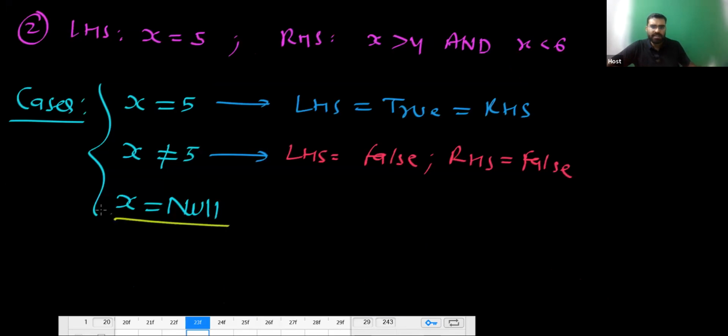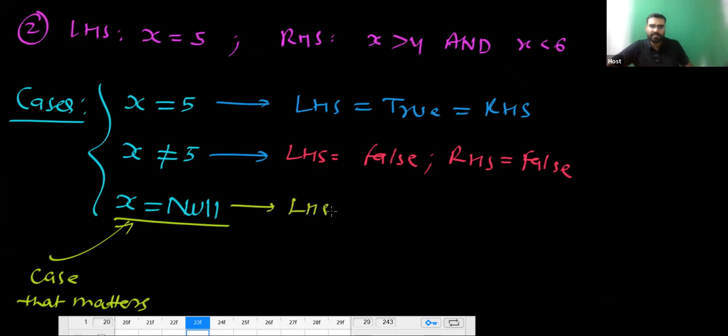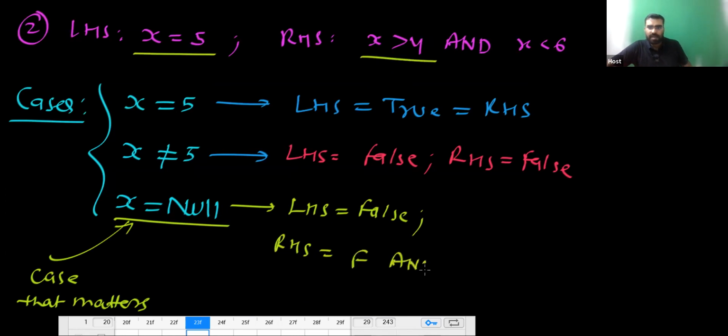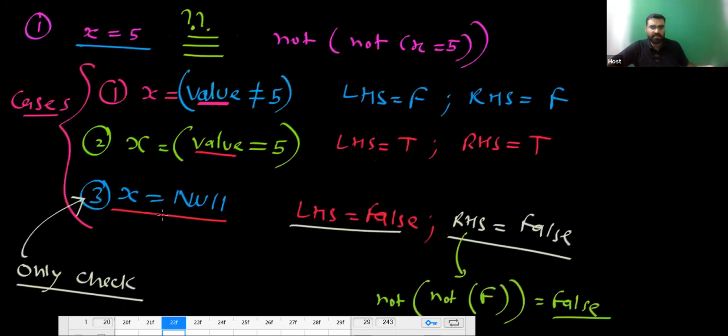Now, finally, this is the case that matters. You only have to check this case. In this case, what will be LHS? The comparison is false. What will be RHS? Comparison false and comparison false, and false and false is false. So again they are equivalent. So option B, again they are equivalent.